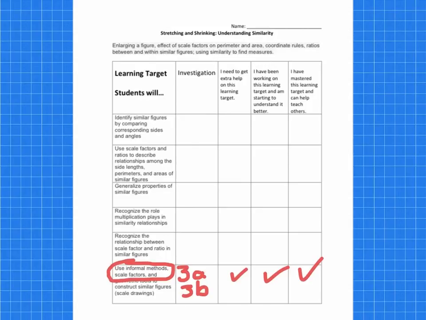And then finally, for number 3, part C, you're looking at the relationship between scale factor again and how it affects perimeter and area of similar figures. So 3C again goes back to the second learning target. And 3D, how does the scale factor change the area and side lengths? Again, would go to this second learning target. So rate yourself in which of those 3 columns you feel your learning is at this time.